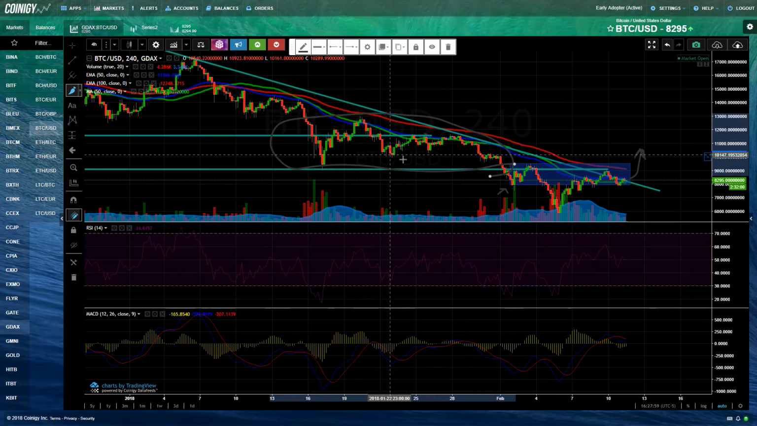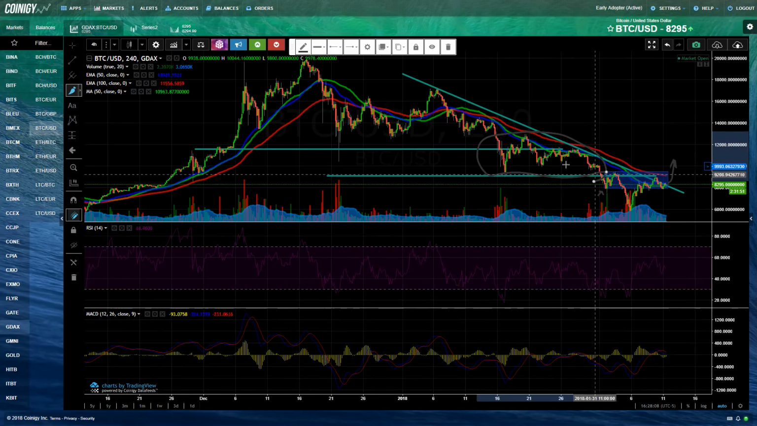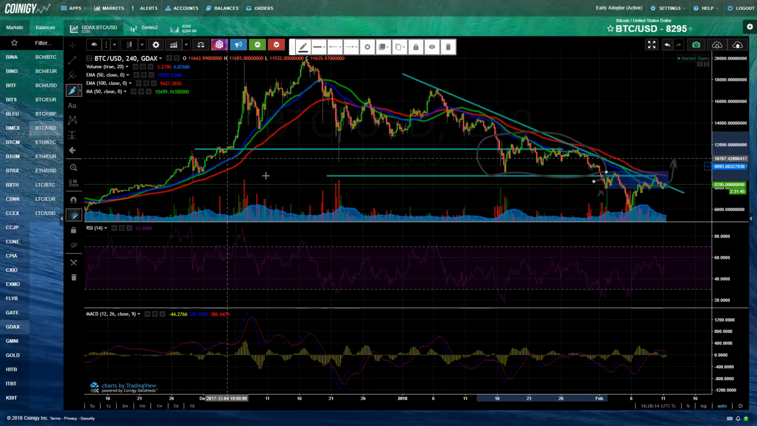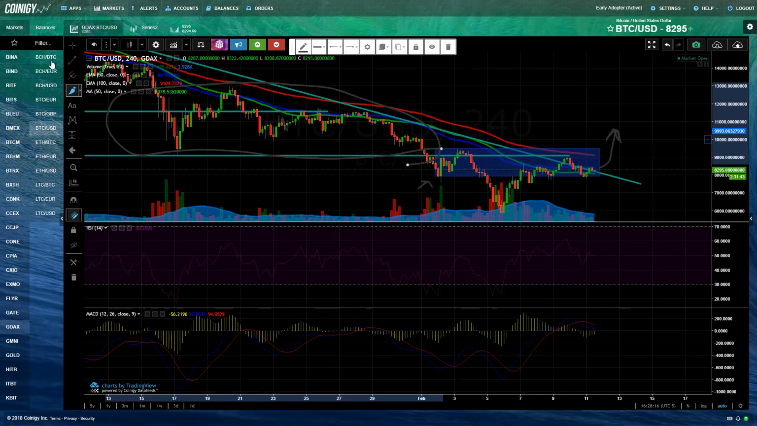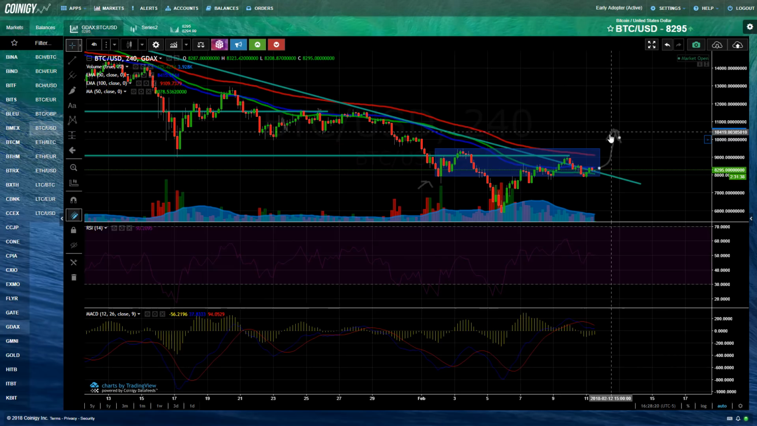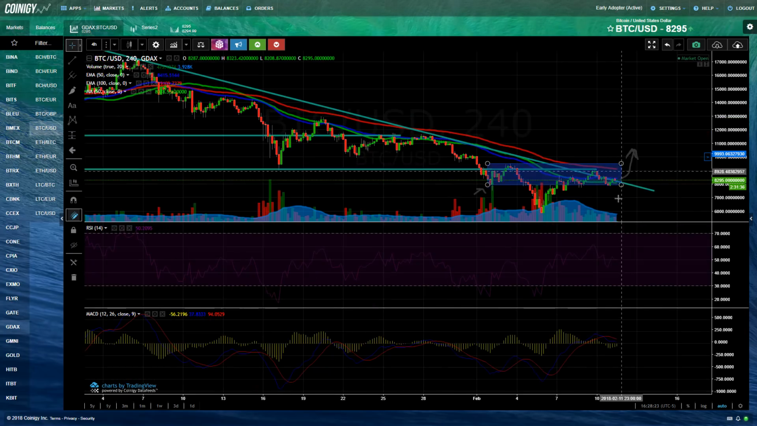We have to break through all this, which has become heavy resistance. This whole area is heavy resistance. This whole consolidation period is heavy resistance. Even back here, this used to be support. It is now heavy resistance. So it's not as easy as just breaking out of this box and then we're golden, we're good to go.